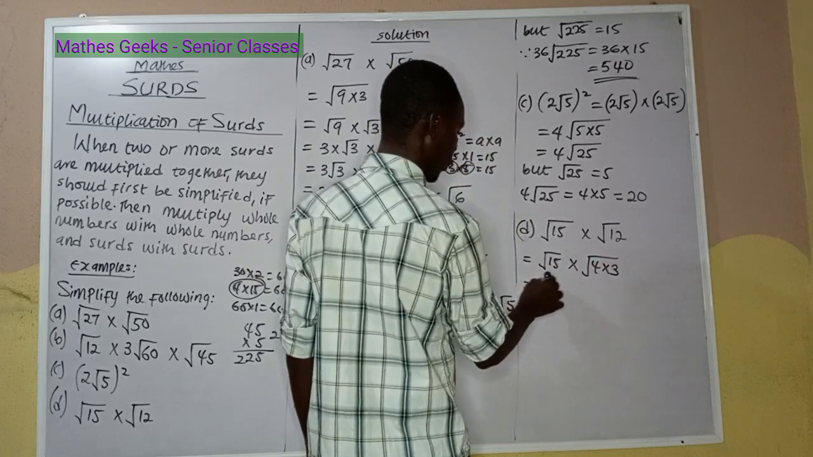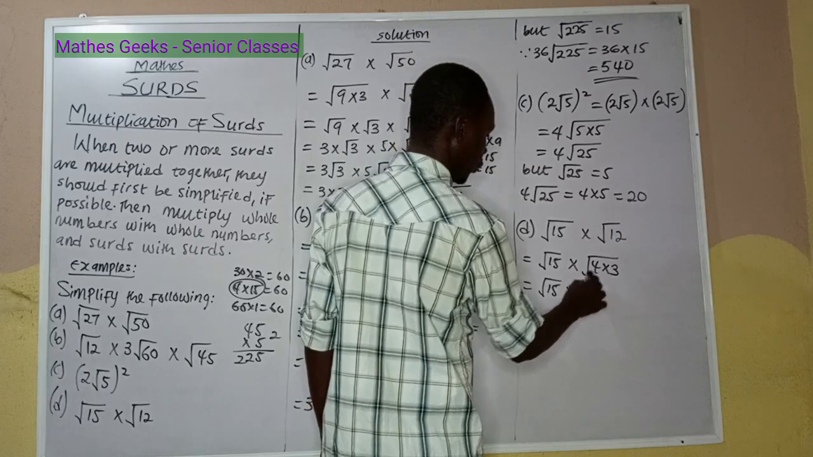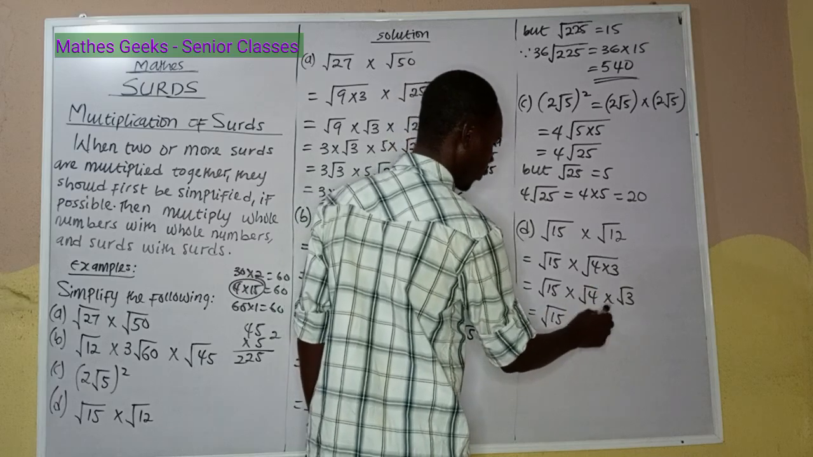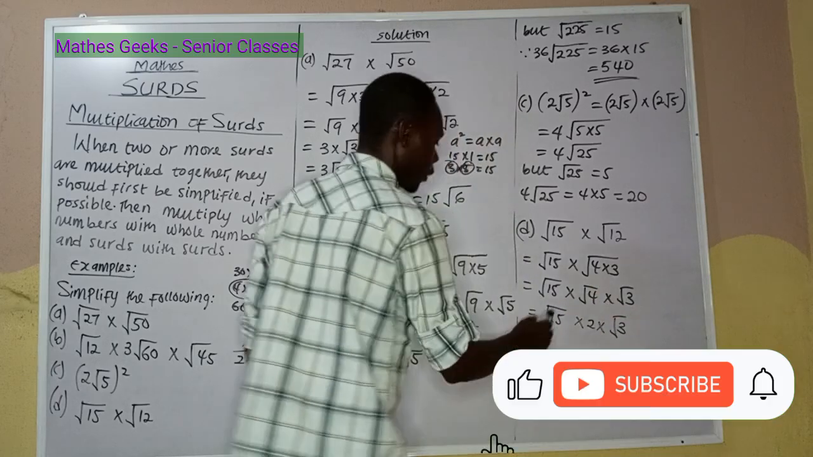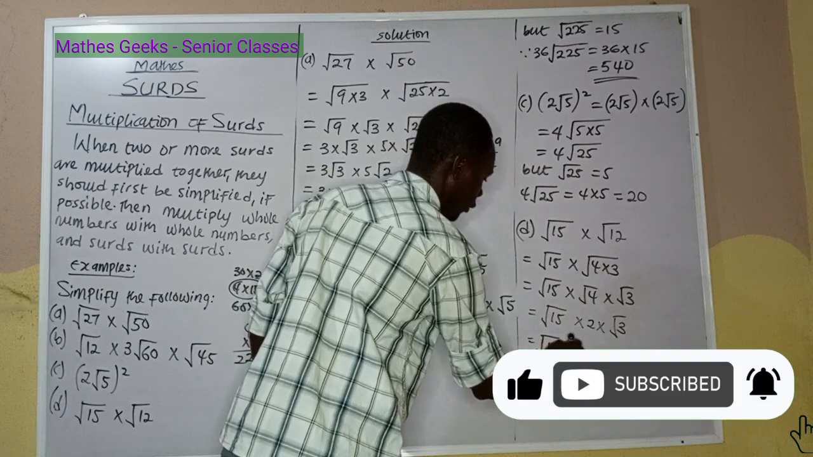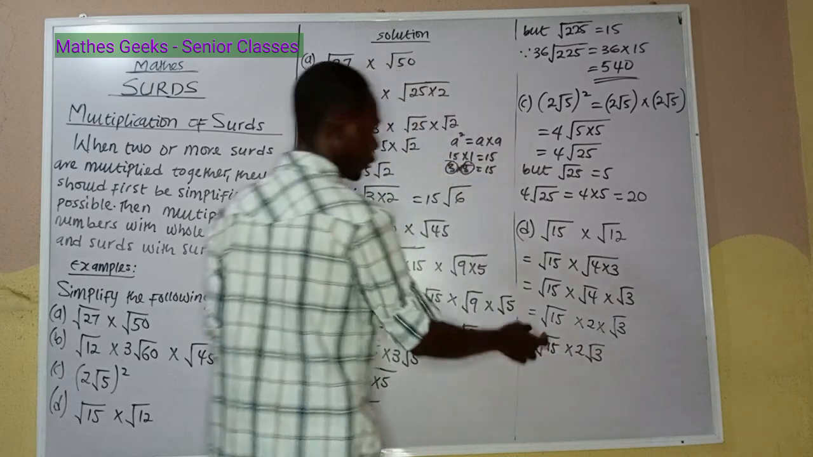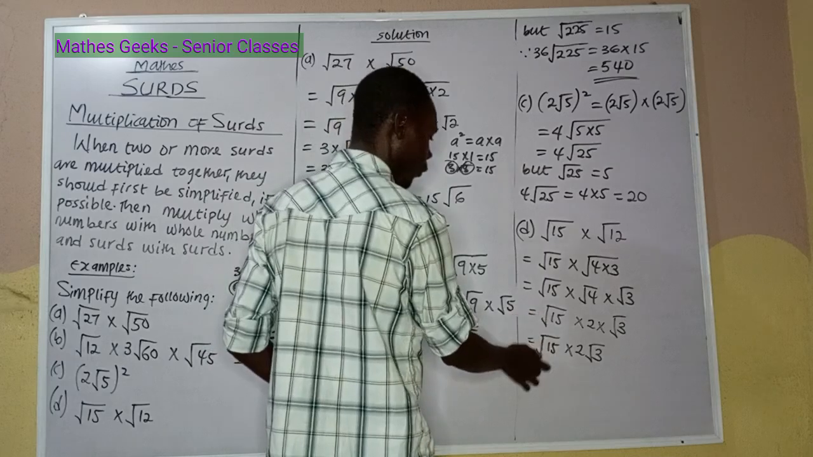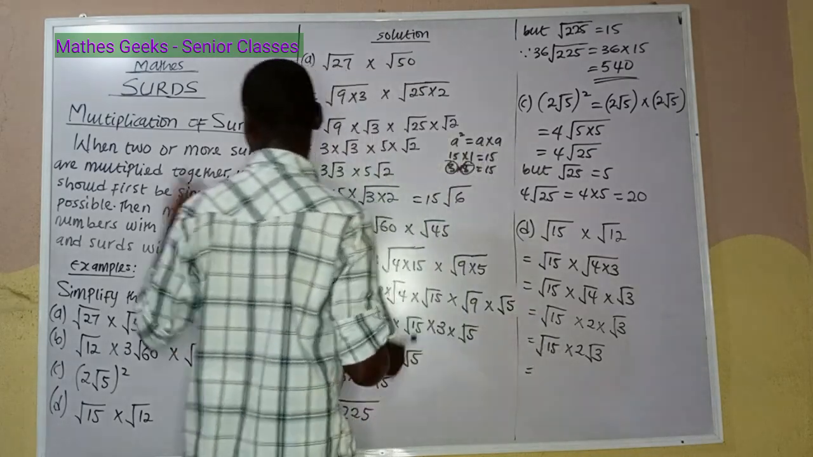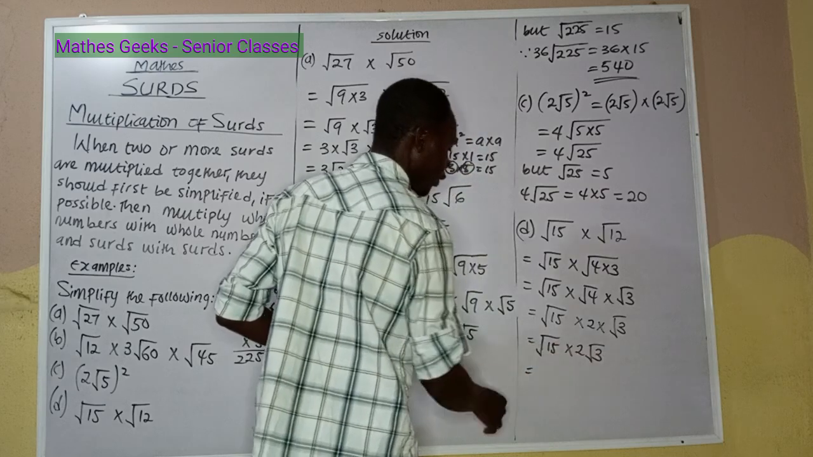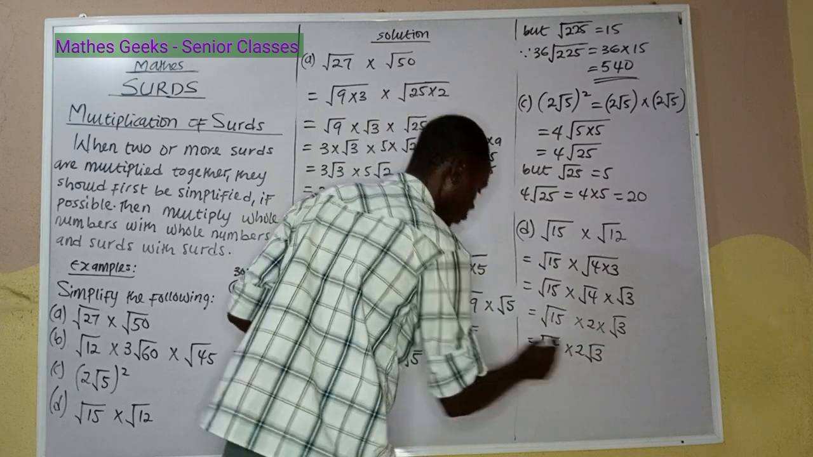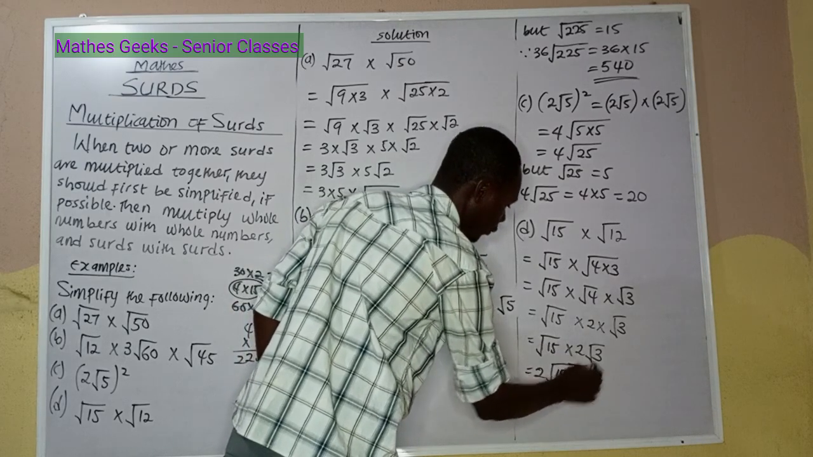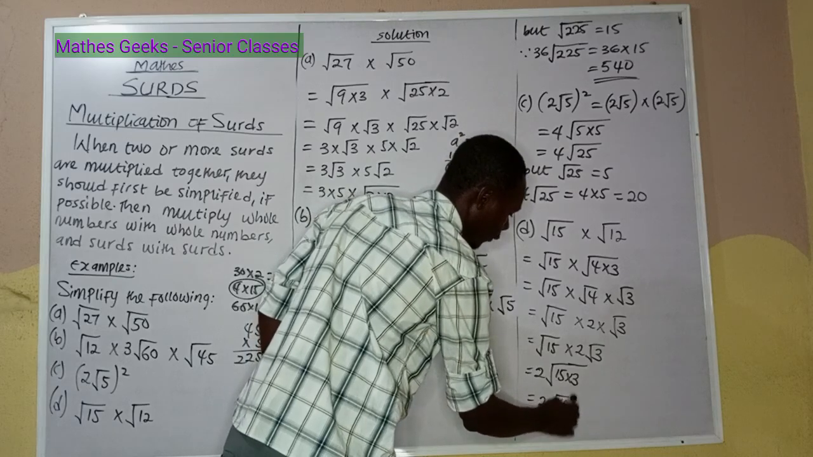So this is equal to root 15 times root 4 times root 3. And this gives us root 15 times 2 root 3. Remember, since there's nothing in front of root 15, that means it's 1, so that's 1 root 15, but in mathematics we usually don't write the 1. So we are going to apply the rule here: let whole number multiply whole number and surd multiply surd. So 1 times 2 will give us 2, and then 15 times 3 will give us 2 root 45.